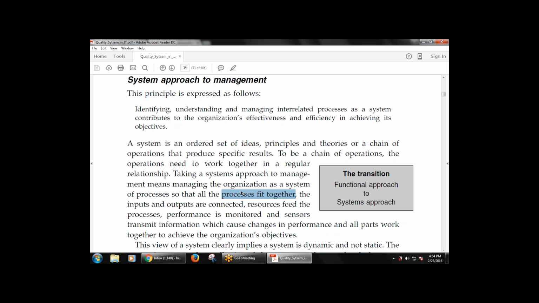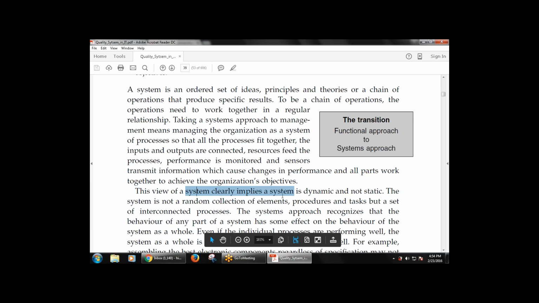And this view of system clearly implies a system is dynamic and not static. That means we can change the system view at any time. That means the system is dynamic, not static. And the system is not a random collection of elements, procedures, and tasks, but a set of interconnected processes. So whatever the processes that are carried out, that means the system is dynamic and not static.